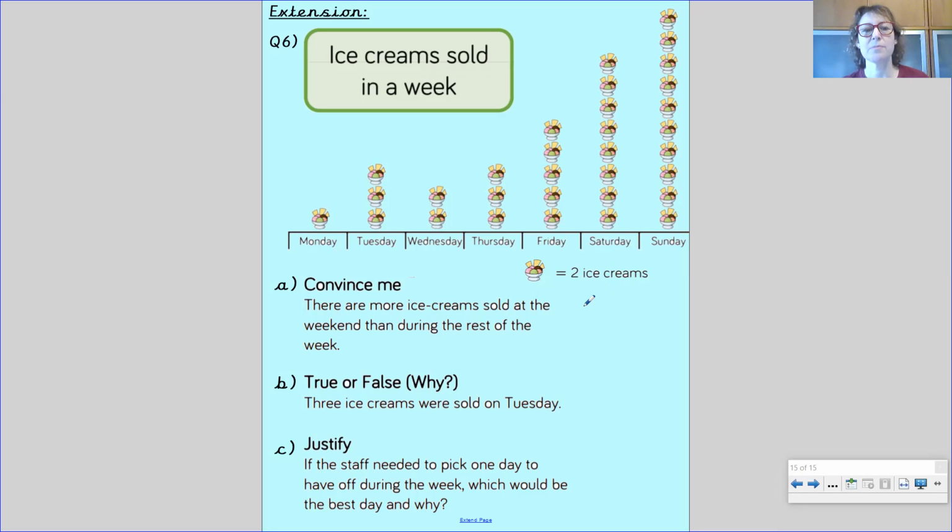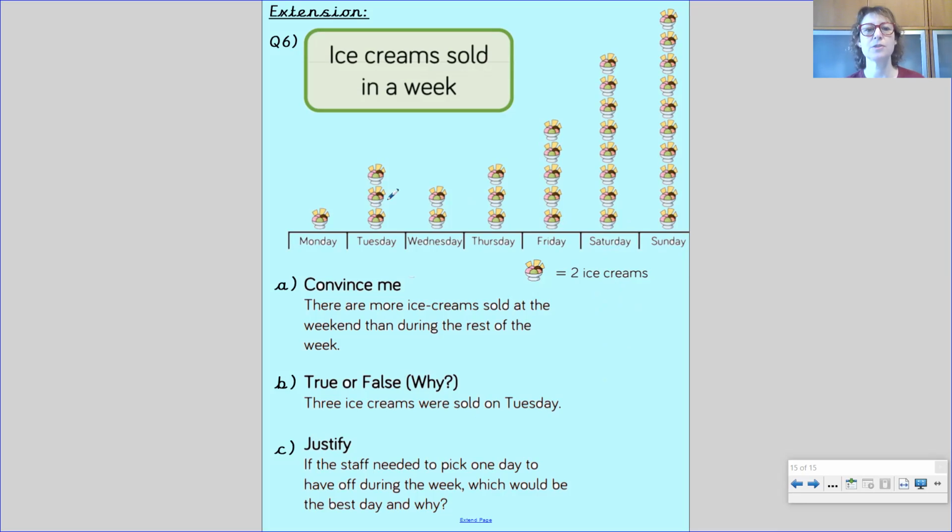So it's part A. There are more ice creams sold at the weekend than during the rest of the week. So the weekend is Saturday and Sunday. So are there more ice creams sold on Saturday and Sunday? And it says, convince me. So tell me how many ice creams they sell on Saturday and Sunday and how many they sell during the rest of the week. True or false?